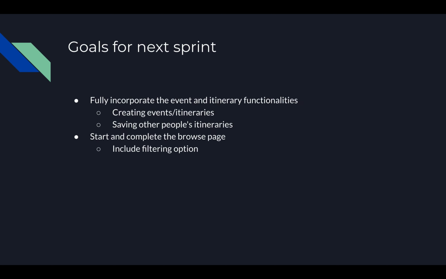So our goals for the next sprint are to fully incorporate the holes that we were missing from sprint 1, which include creating events and itineraries for users and also saving other people's itineraries. And so additionally, for our next sprint, we want to start and complete the browse page in order to include filtering options and allow the users to browse a variety of pre-made itineraries.